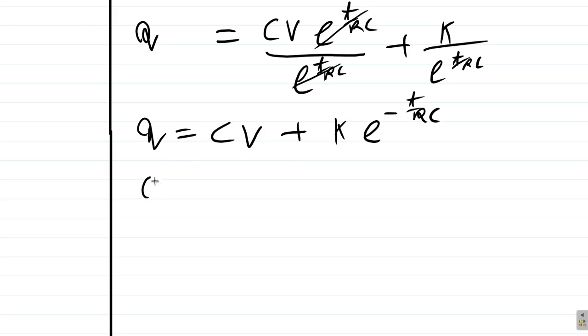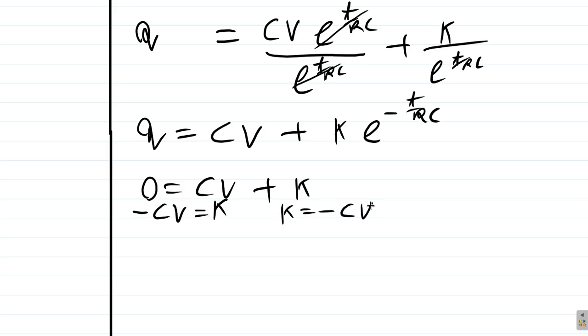So, Q is 0, 0 equals CV plus K e to the negative T over RC, where T is 0. So, it's negative 0 over RC. But 0 over RC is 0. So, it's negative 0, same as positive 0. But when you raise a number to the power of 0, you get 1. So, if you subtract CV from both sides, you get negative CV equals K. So K is equal to negative CV. Alright. So that is what we have.